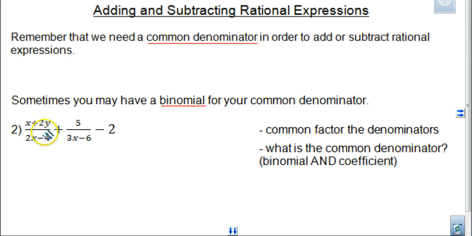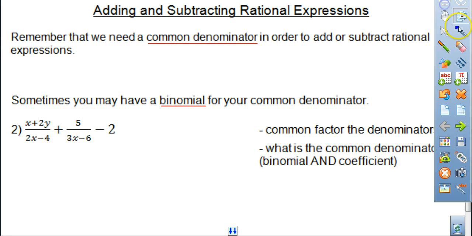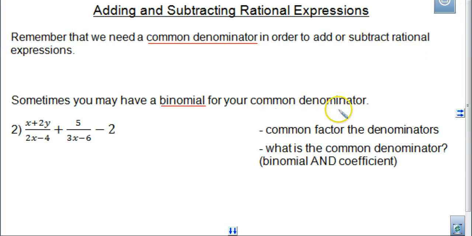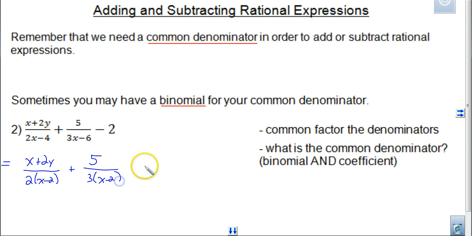So let's take a look. x plus 2y over 2x minus 4, plus 5 over 3x minus 6, and then subtract 2. Now, first thing I want to do is simplify as much as I can. So I'm going to common factor each denominator. The first denominator I can common factor out a 2, and I'm left with x minus 2. The next denominator I can factor out a 3, and again I'm left with x minus 2. And then I have minus 2 here.